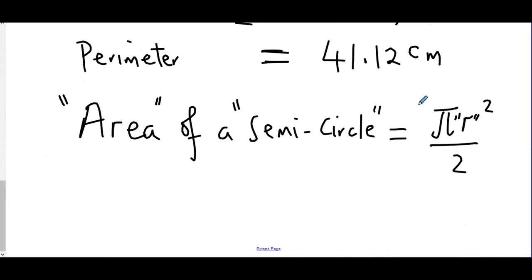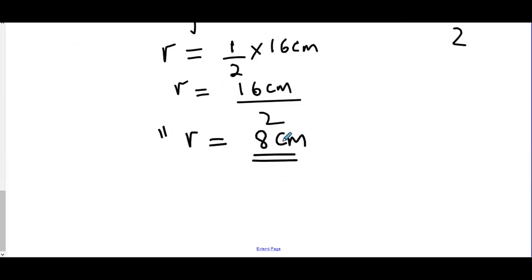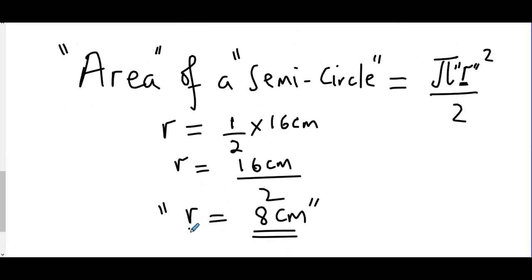Now, what I'm going to do, first, let me find r. Radius, which is r, is half of the diameter, but the diameter is 16 centimeters. So half of 16 centimeters, in other words, take 16 centimeters divided by 2. So my r will be 8 centimeters. This is my r. So once I know the radius, then I can go ahead with my formula. Now I know radius. That radius is 8 centimeters.